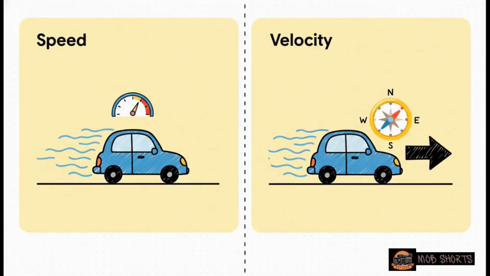So here's the simplest way to think about it. Speed is just how fast you're going. That's all. Your speedometer tells you your speed. But velocity tells you how fast you're going and in what direction. That little addition, the direction, changes absolutely everything.